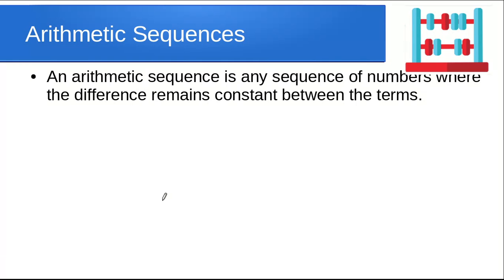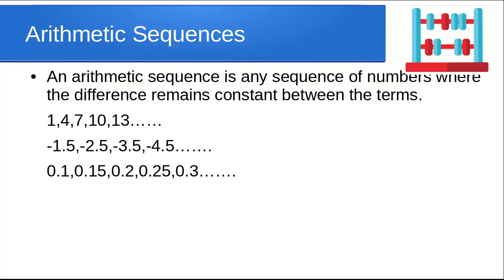So let's have a look at some examples. Here we've got 1, 4, 7, 10, 13, and let's just write down straight away the nth term for this sequence.